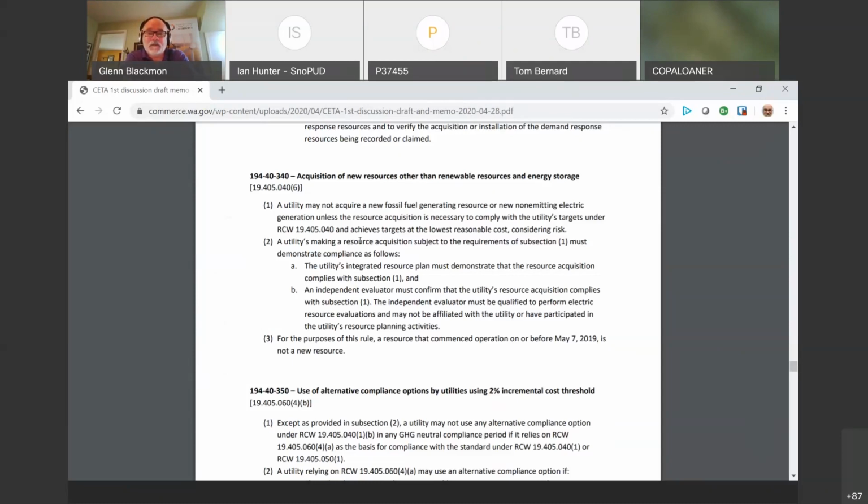Yeah, and at this point, I don't have anything more specific than what's stated in that sentence. Sorry, I didn't mean to put you on the spot. No, it's fine. I mean, it's that they be qualified to perform electric resource evaluations, that they not be affiliated with the utility or have participated in the utility's resource planning activities. So I'm expecting that we'll get comments about the merits of that particular provision, and comments about how we ensure that the evaluator is independent would certainly be welcome as well. Thank you.